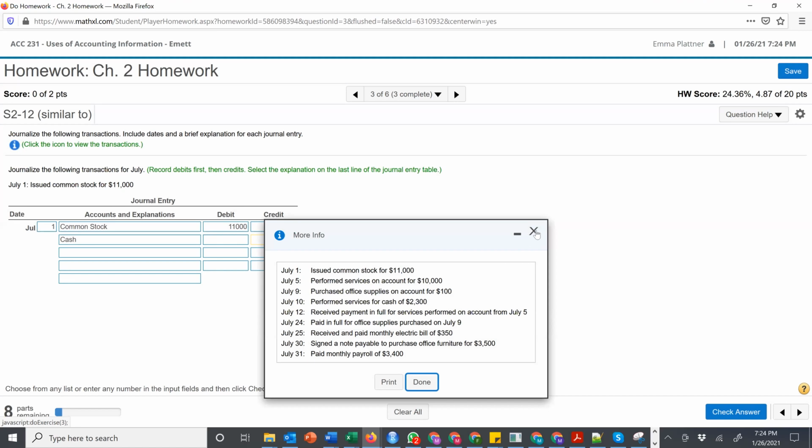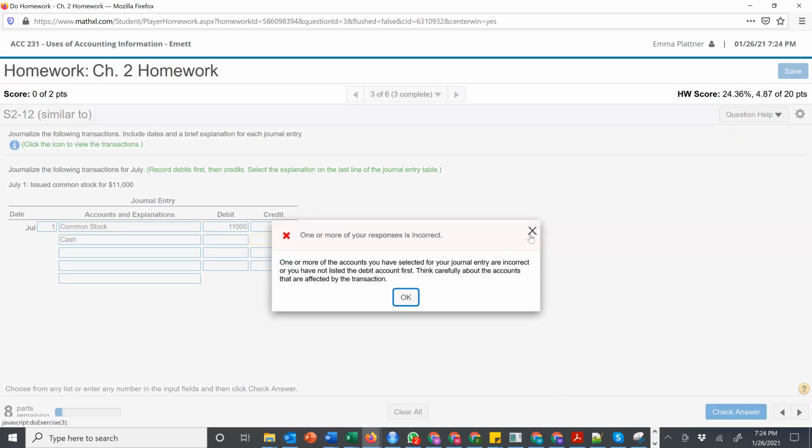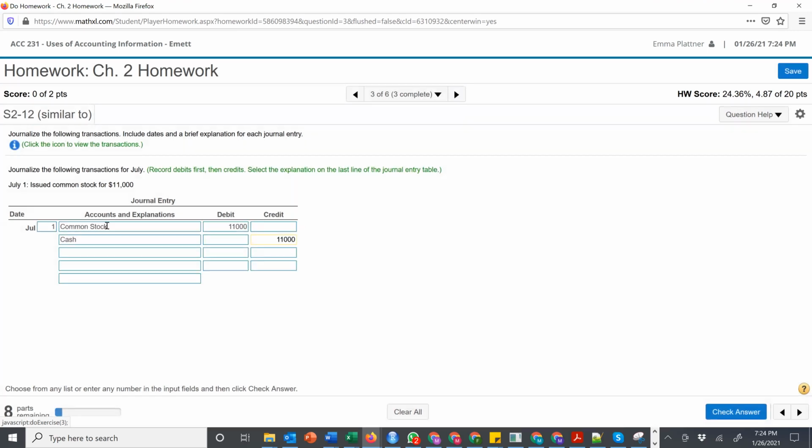Well, if you're giving away the stock, it might be credit. So this is where you're just playing this game. Okay, well, I'm going to do cash, then common stock. We get the date right. Yeah.